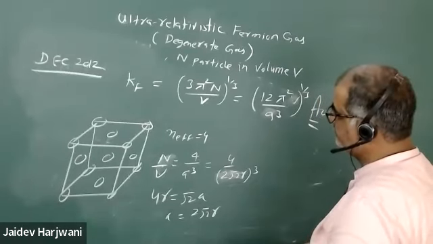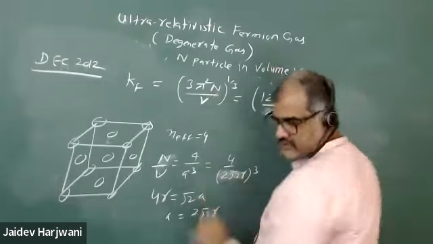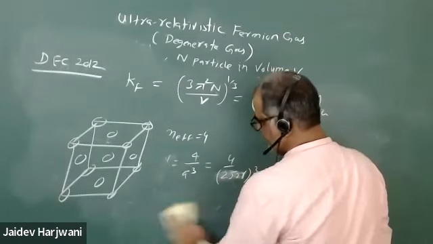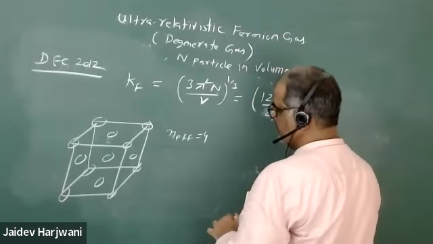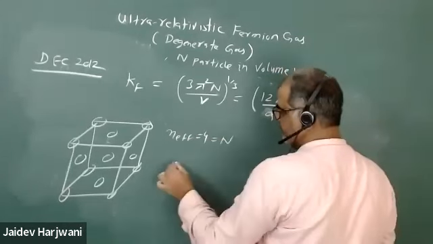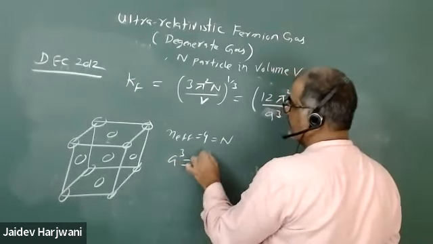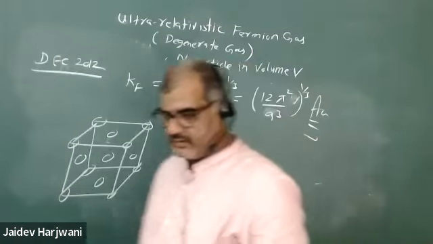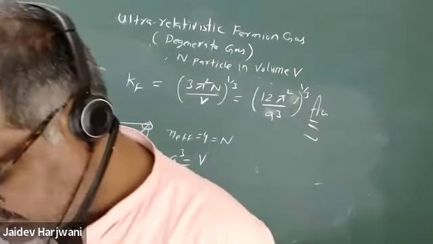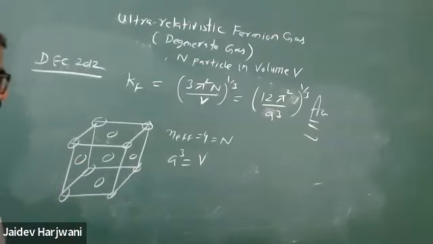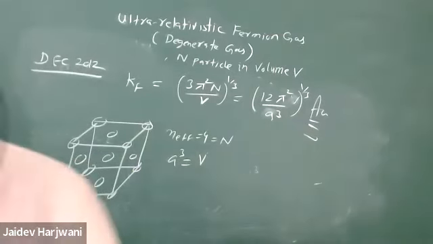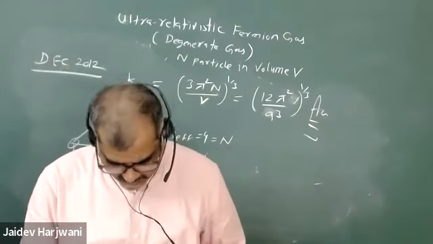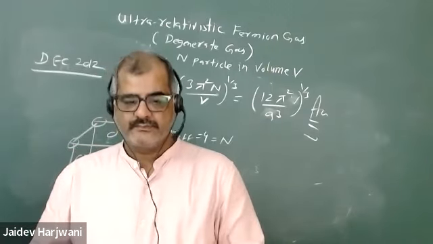So volume is a cube, n is 4. Just let me correct this one. n effective is 4, that is n, and volume you have a cube. Just put these things here, so this should come. Are you getting this question? 12 pi square upon a cube, this answer should come. Any doubt in this question? No, sir.